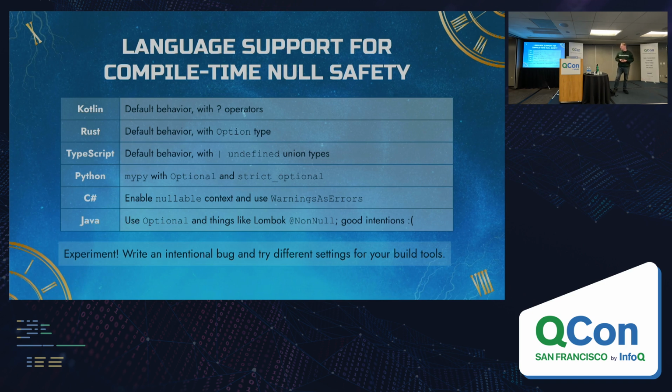So an experiment that I suggest is just writing an intentional bug where you pass a null to something that you know should not accept a null, and then play with your build tool configuration until it catches that at build time, rather than allowing it to possibly happen at runtime.